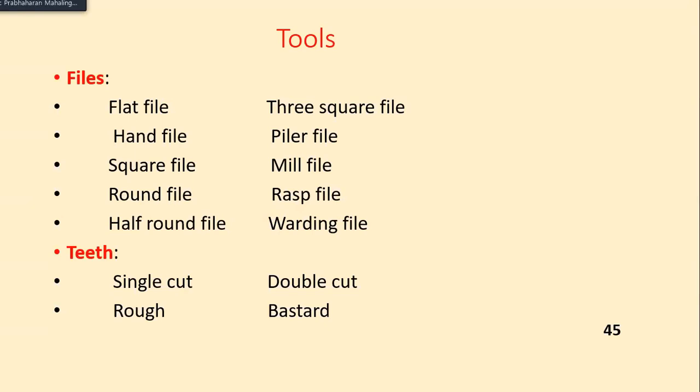Single cut, but I couldn't put this figure in. Single cut: only one side cutting. Right? Double cut, you can have cutting on one side. Then rough type, bastard type. The bastard type can be utilized for scraping potato like that. Okay, anyway, we go to the next slide.